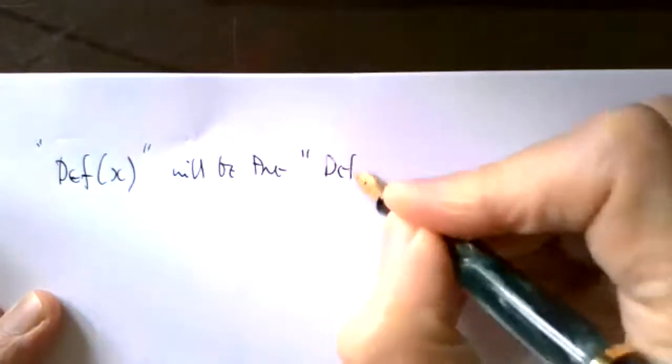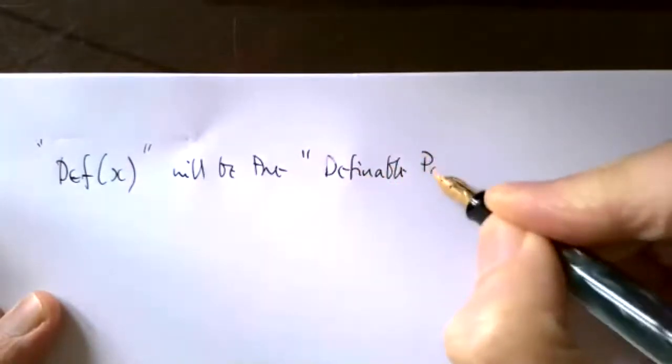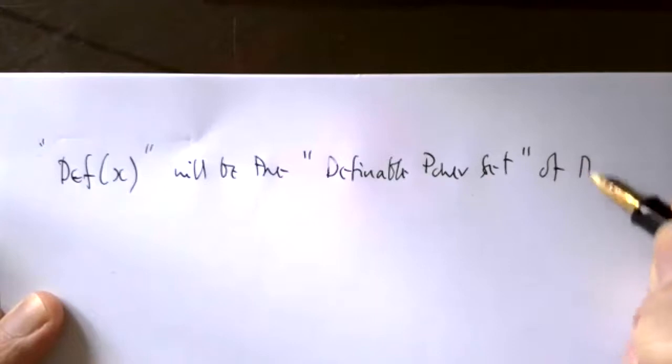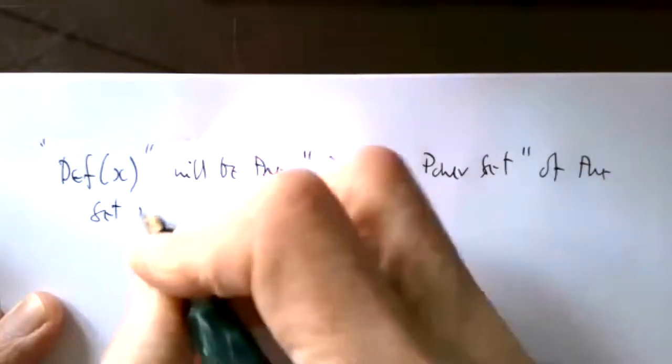Well, we were talking about the def operation. So I think of the def operation as being like a definable power set operation. Def X here will be, so I'm going to call this the definable power set of the set X.